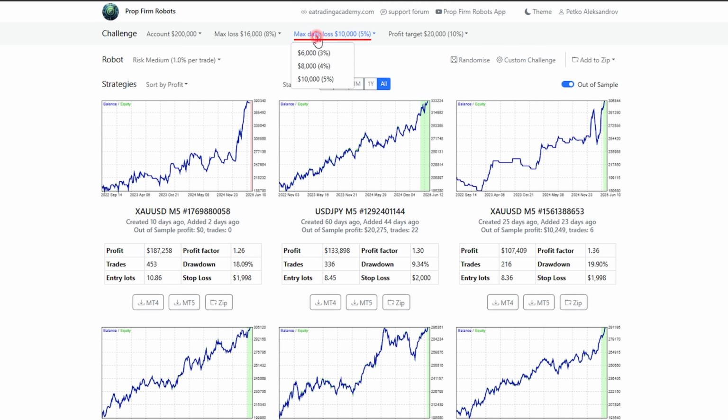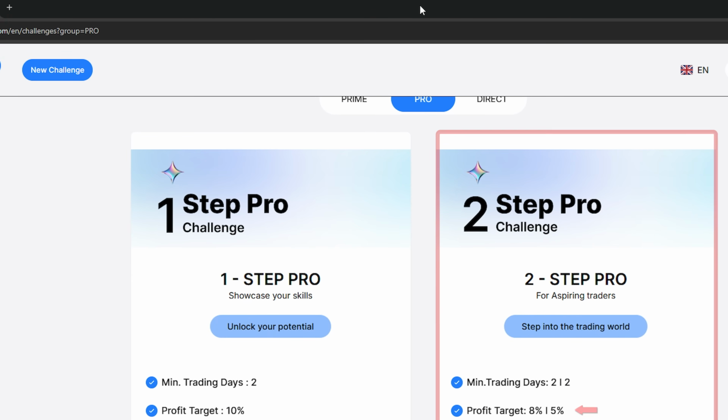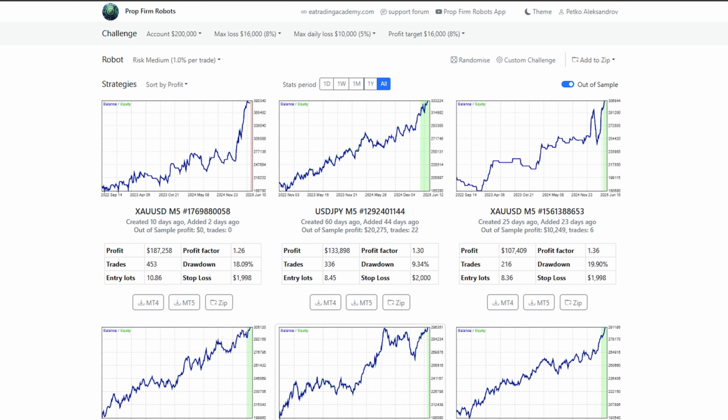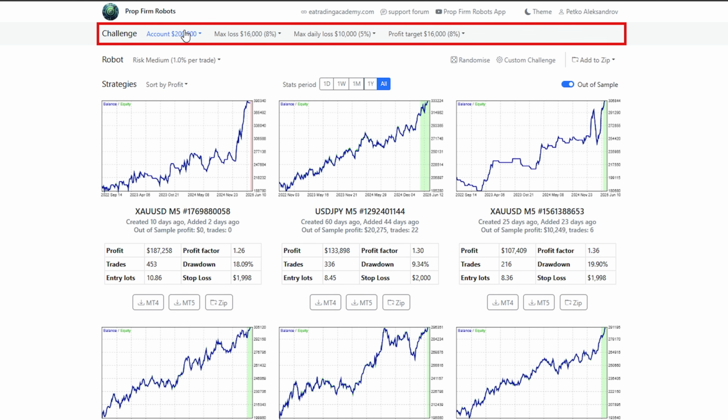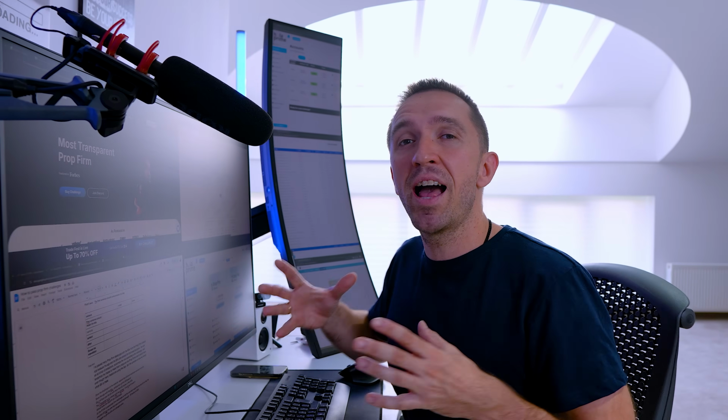My max daily loss should be 5%. Here it is, and my profit target should be 8%. And actually for the second phase, it would be 5%. So now, once I have customized the challenge and I download this expert advisor, it will have these protections built in the inputs.